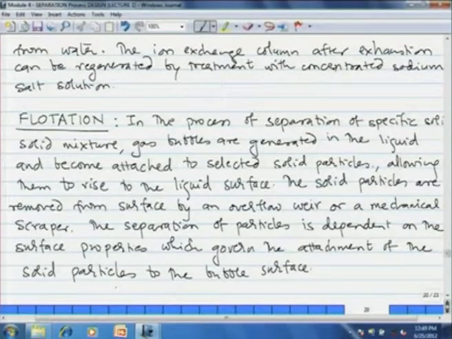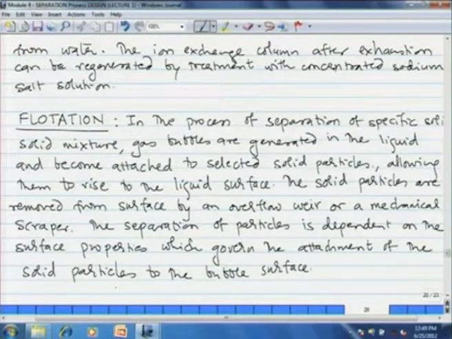the process of flotation. I have already discussed this briefly before. It is basically the process of separation of specific solid-solid mixture using gas bubbles. The gas bubbles are generated in the liquid and become attached to selected solid particles, which are lifted to the top, allowing them to rise to the liquid surface. Then the solid particles are removed from the surface by an overflow weir or a mechanical scraper.